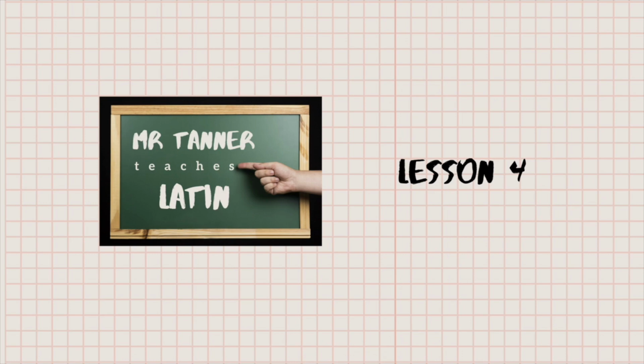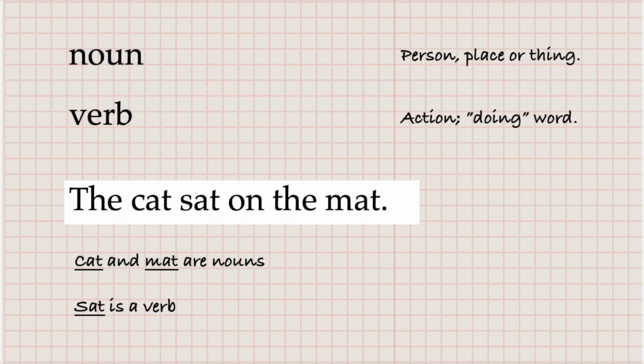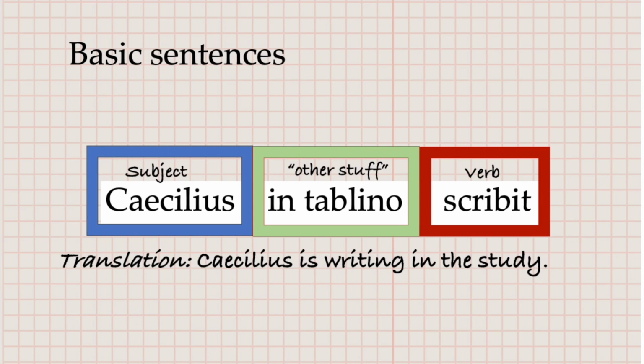Okay then guys, today's video starts off with a very simple recap. Just a reminder that in the sentence "the cat sat on the mat", the nouns are the cat and the mat, for those are the places and persons and things, and the verb, the action, the doing word is sat. So, in a basic Latin sentence, it looks like this. Caecilius in tablino scribit. Caecilius is writing in the study. Notice the word order.